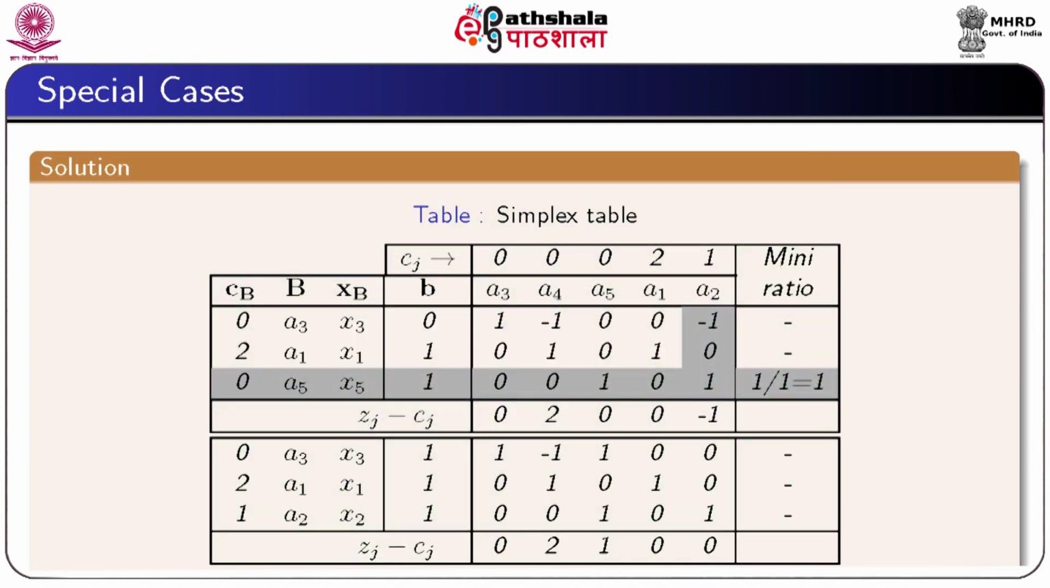The last iteration shows that Zj minus Cj is greater than or equal to 0 for all j. Hence, the optimality condition has been satisfied and the optimal solution is x1 equal to 1 and x2 equal to 1, maximum value of z equal to 3.